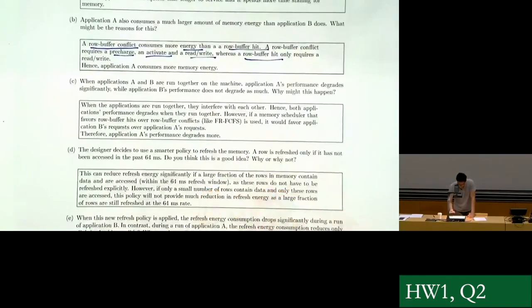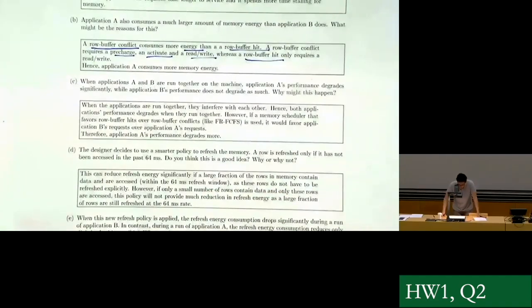And part C, when applications A and B are run together on the machine, application A's performance degrades significantly, while application B's performance does not degrade as much. This is also something that Professor Mutlu explained in one of the first lectures. He talked about memory schedulers, and he explained that also because of this reason these DRAM memories today have this open row policy.